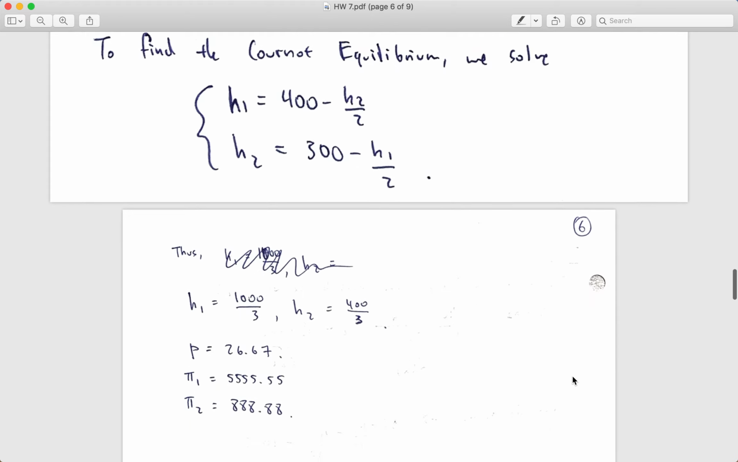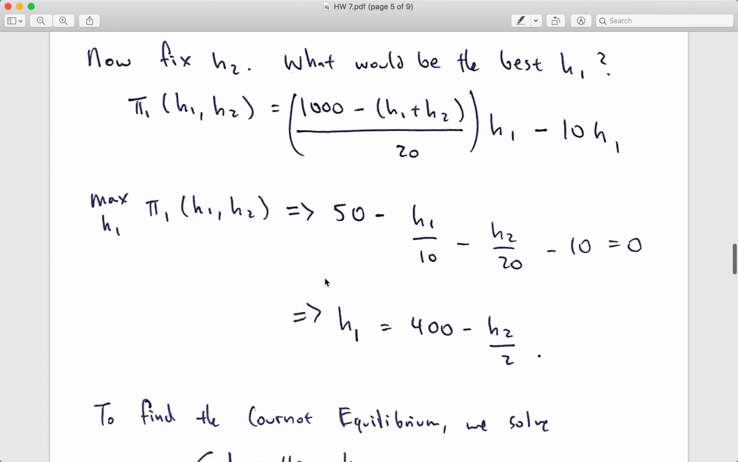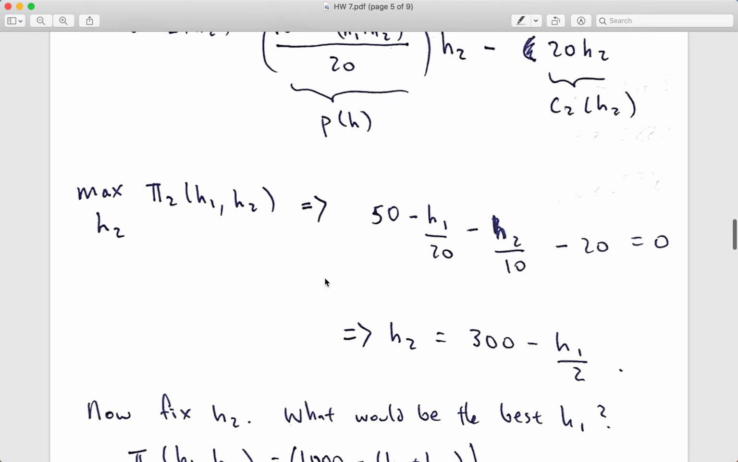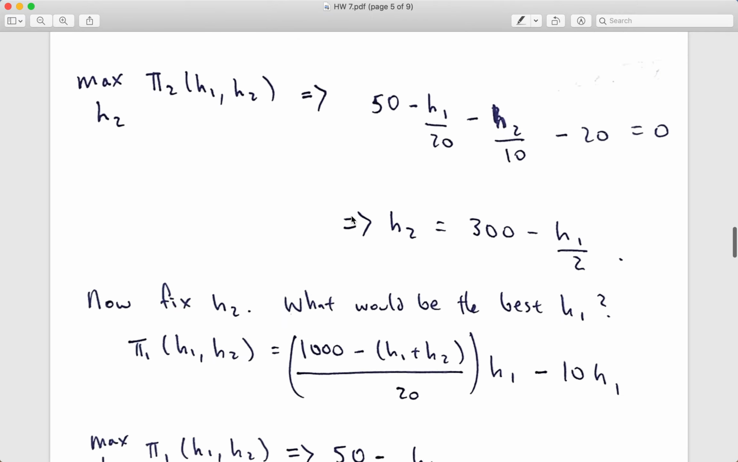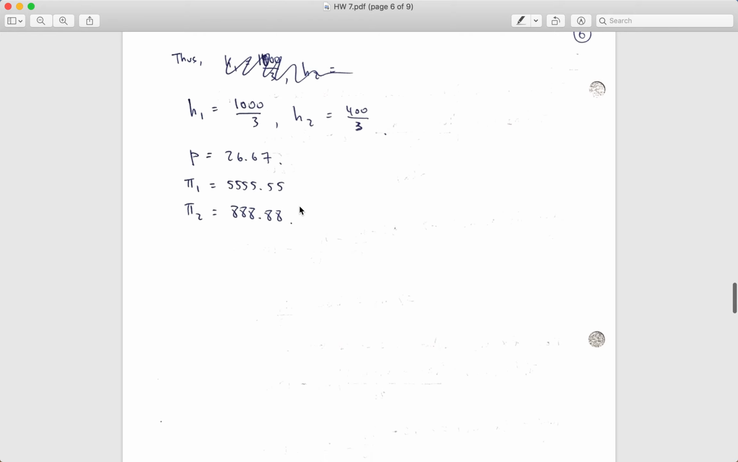And of course, we can just solve it out. Again, I've omitted some of the algebra, but this should be doable. And so what you'll get is these quantities for h1 and h2, which then, going back, you can substitute into the relevant equations in order to get what the prices will be and what the profits of the respective firms will be.